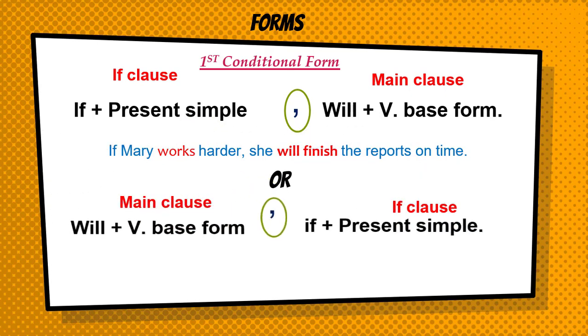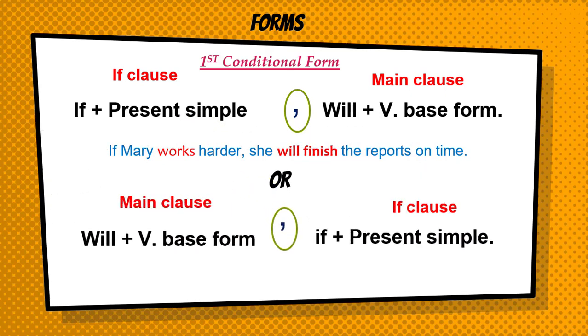We have another option to start with the main clause followed by the if clause. But in that case, as we said before, we have to omit or to delete the comma. For example, we will feel ill if we eat all these pies.